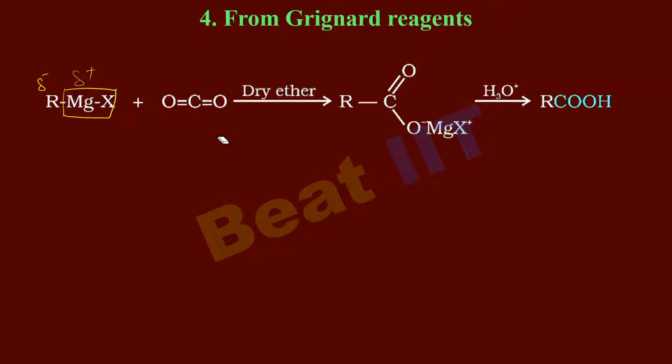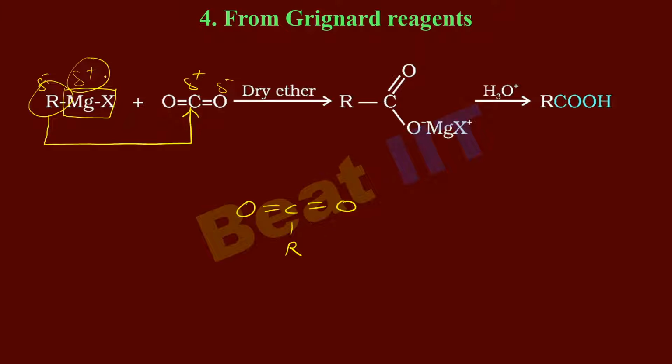In carbon dioxide, carbon is electropositive and oxygen is electronegative. So what happens? This electronegative part combines with the electropositive carbon. So you have O double bond C, O. This R combines here, and then this electropositive part combines to the other oxygen. This bond breaks and you get OMgX. This is the ionic part, oxygen electronegative, MgX electropositive. So this is the same compound, just written differently.